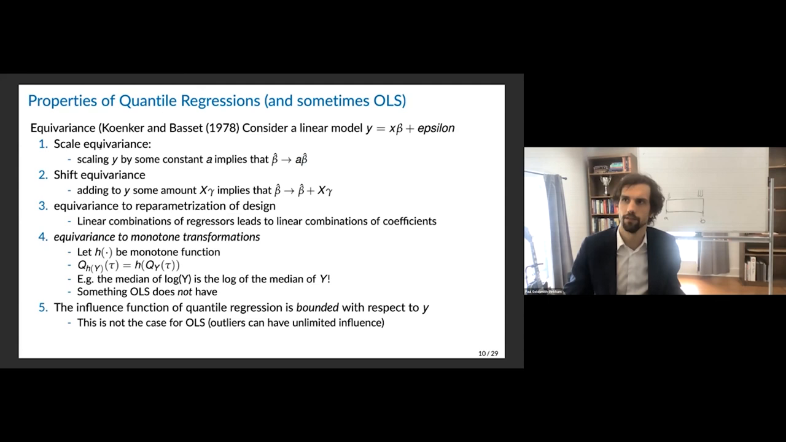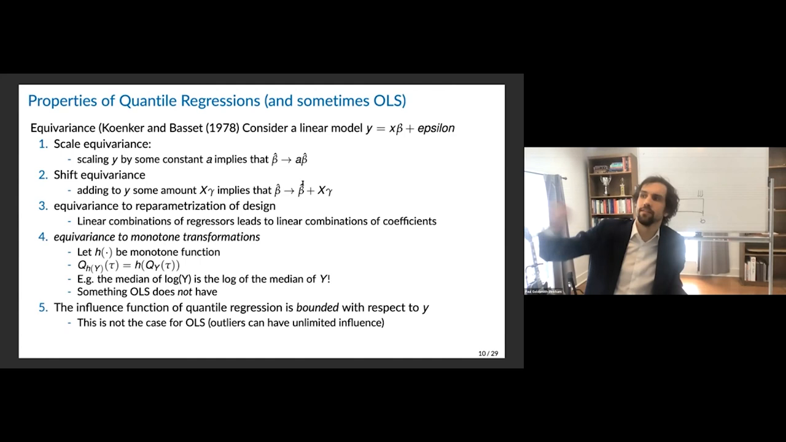We have something called shift equivariance, which is that adding to y some amount x gamma just adds an additive component to your estimate. Sorry, this should just be gamma, not x. So it should be beta hat plus gamma. It's basically saying that if you add some value proportional to the covariate on the right, that's just going to juice up the coefficient that you pick up.